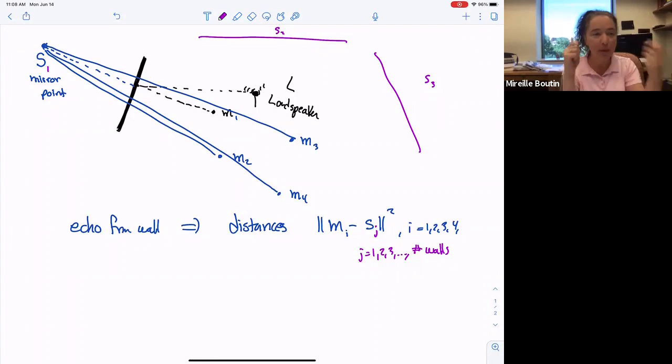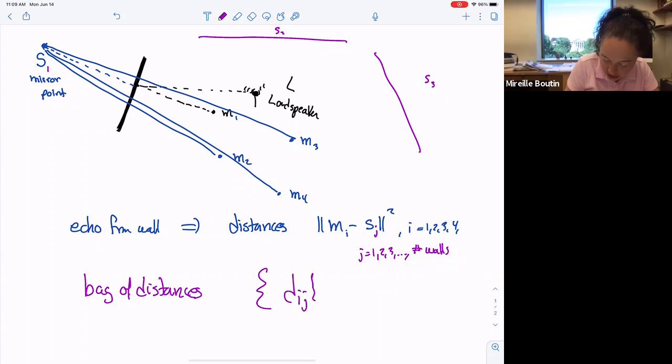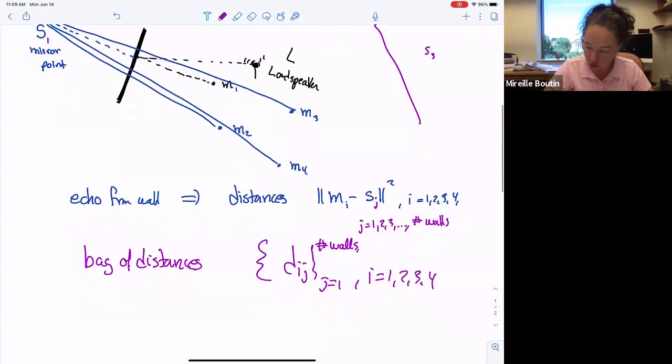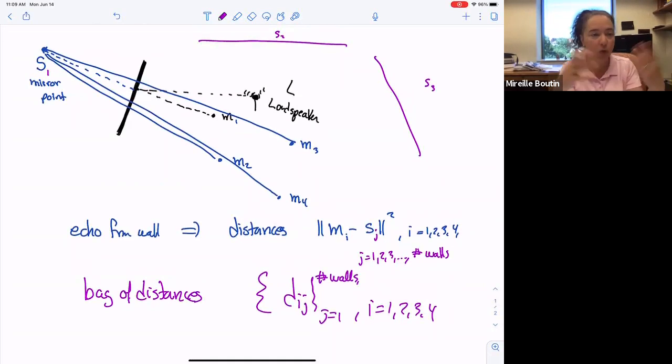So in each microphone, here's a bunch of distances. These are unlabeled, but I know they go with the first microphone. So I end up with a bag of distances, a multi-set of unlabeled distances. We call that a bag of distances. So it's the multi-set of all the Dij's, j equal 1 up to the number of walls. And we have 1 for each microphone. We have 4 bags of distances. So the microphones can be somewhere in the room.